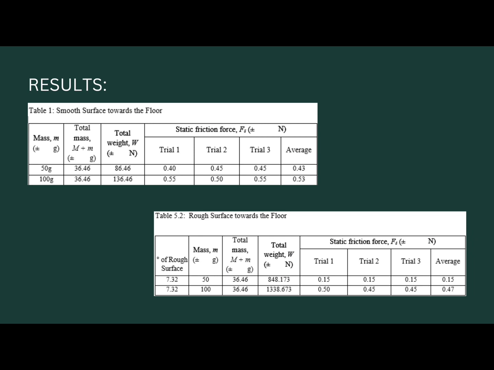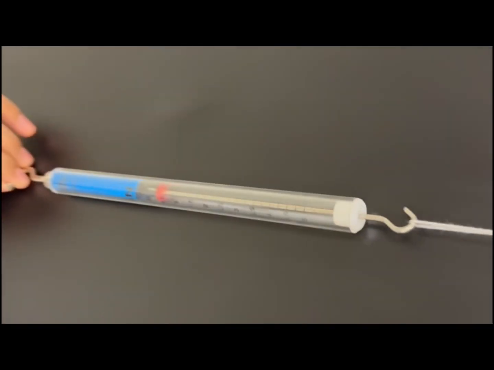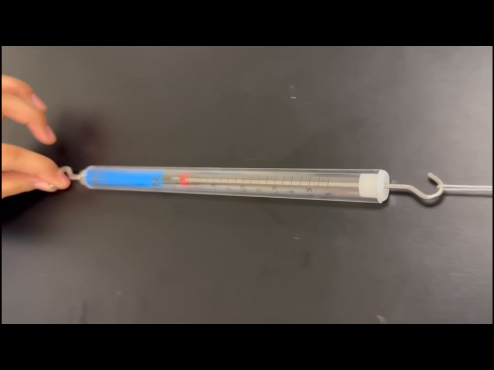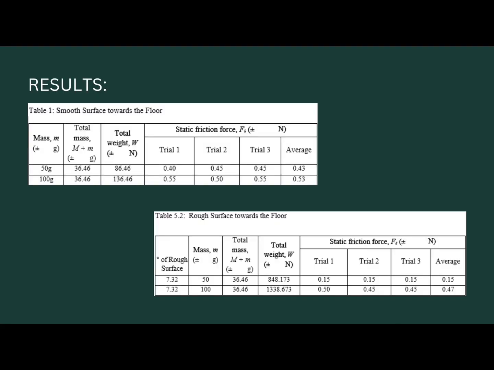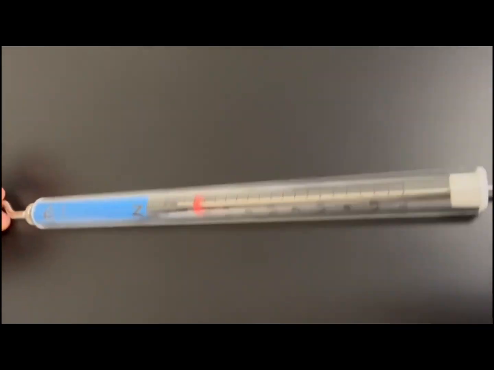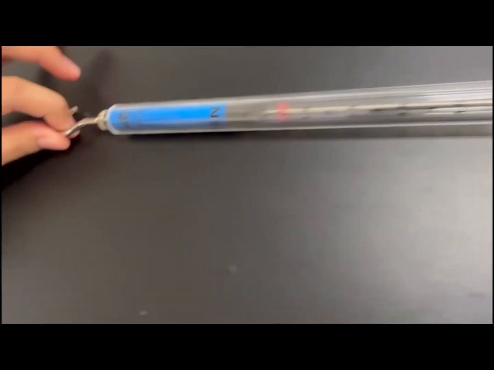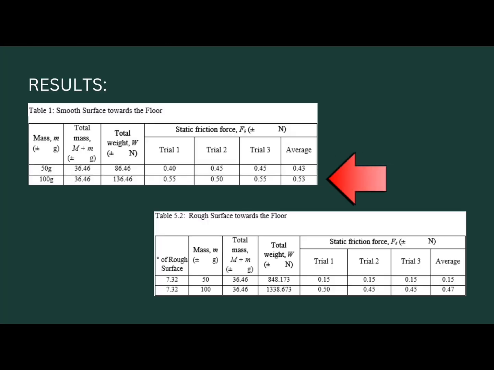So this is our result for this experiment. The first one, we will start on the smooth surface. First result 0.40, second result is 0.45, third one is 0.45. So the first average result is 0.43. Next, we will proceed for the second attempt. The first result is 0.55. The second result is 0.50. Last one is 0.55, and the average of the second attempt is 0.53.